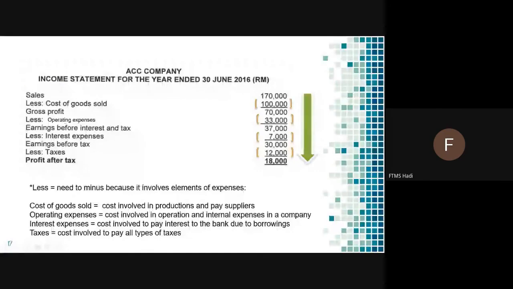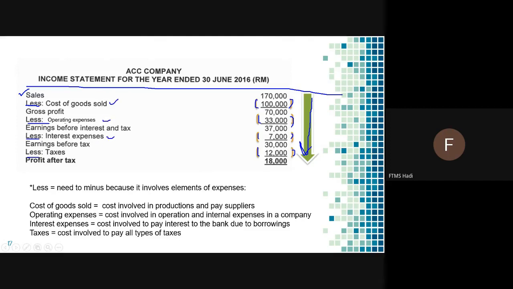It's a simple one. As you can see, the format is going down, that means it's a horizontal way. I put brackets here. The bracket means minus, you need to deduct. This one is minus, this one is minus. The top here is sales, and the last one is profit. The word less indicates that from the revenue you need to minus these expenses: cost of goods sold, expenses. Less means you need to minus because it involves an element of expenses, which is money out.